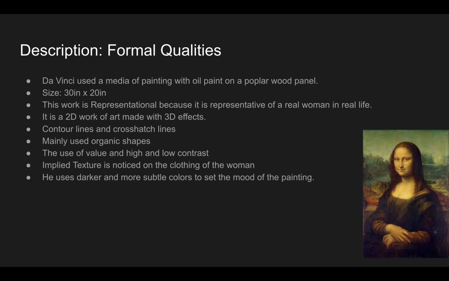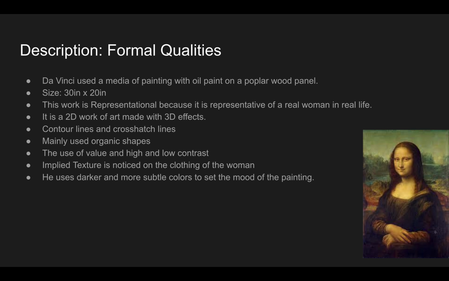The use of contour lines is evident in the whole piece because you can notice the outline of the landscape in the background and the outline of the woman's face and body. Crosshatched lines are also present and noted in the shading in her face and hair and clothing. Da Vinci mainly used organic shapes, which is evident because he had to in order to make the face and body of the woman as well as the background.